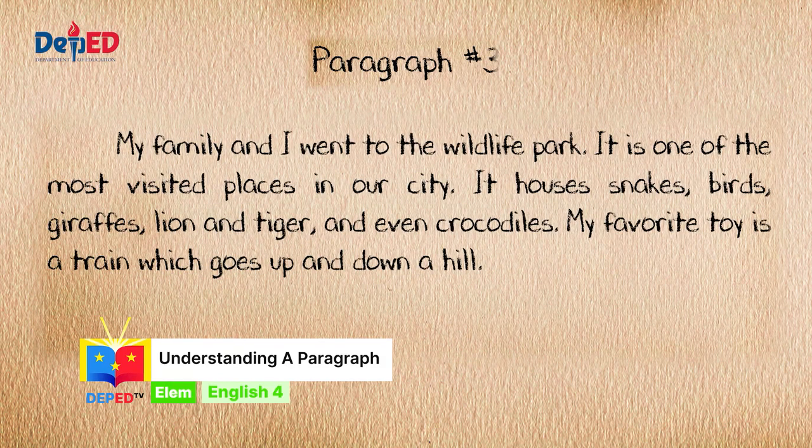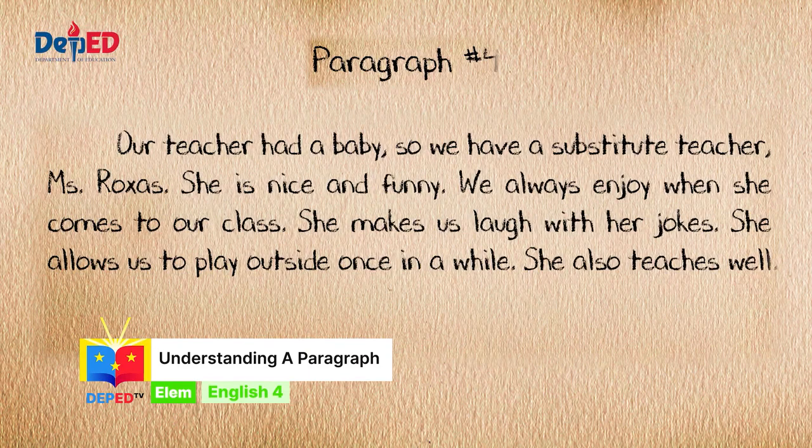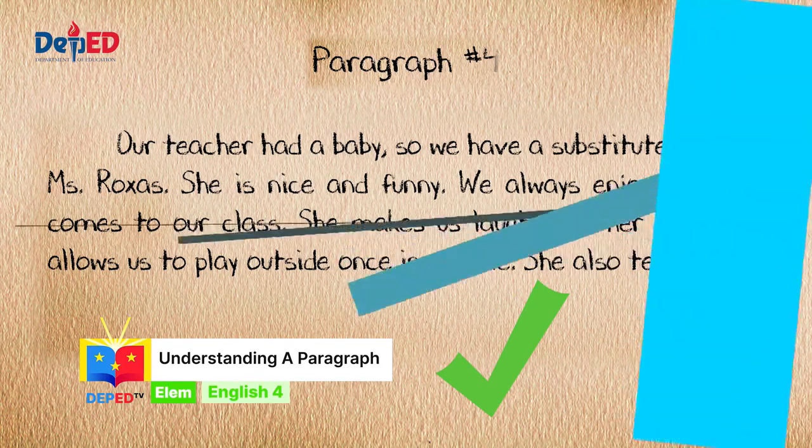For paragraph number 3, if you wrote an X mark, good job! Paragraph number 3 does not focus on a single idea. And for the last paragraph, if you wrote a check mark, then you are correct. Number 4 paragraph focuses on a single idea, which is about our substitute teacher.